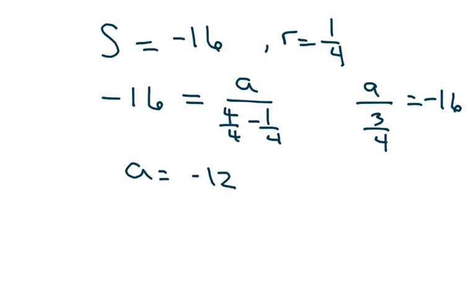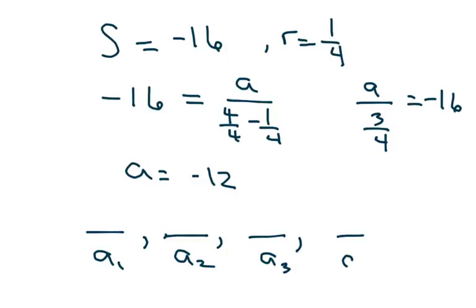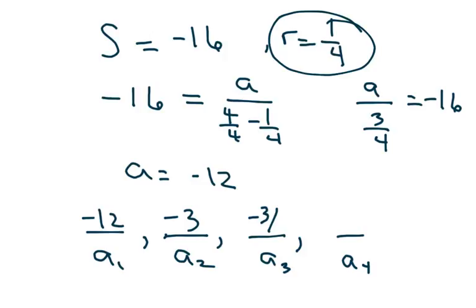Now, all you have to do from there is find the first 4 terms. So they want a sub 1, a sub 2, a sub 3, and a sub 4. So we have -12, and we're just multiplying by 1/4. So we get -3, -3/4, -3/16.